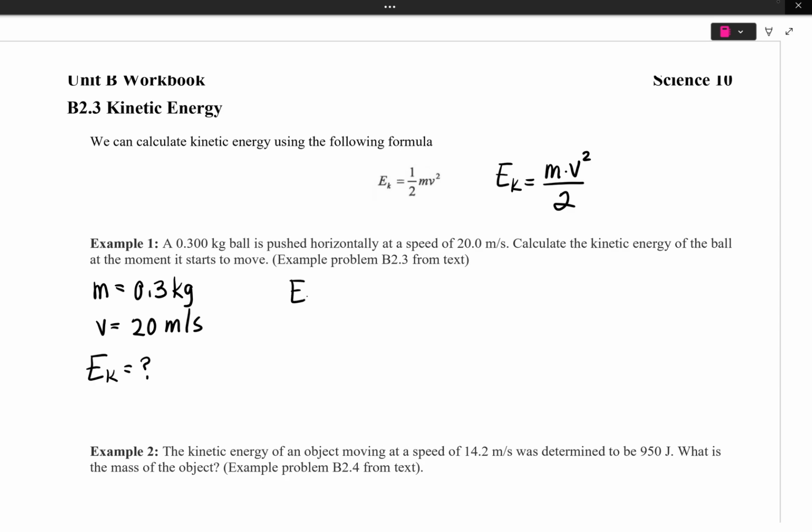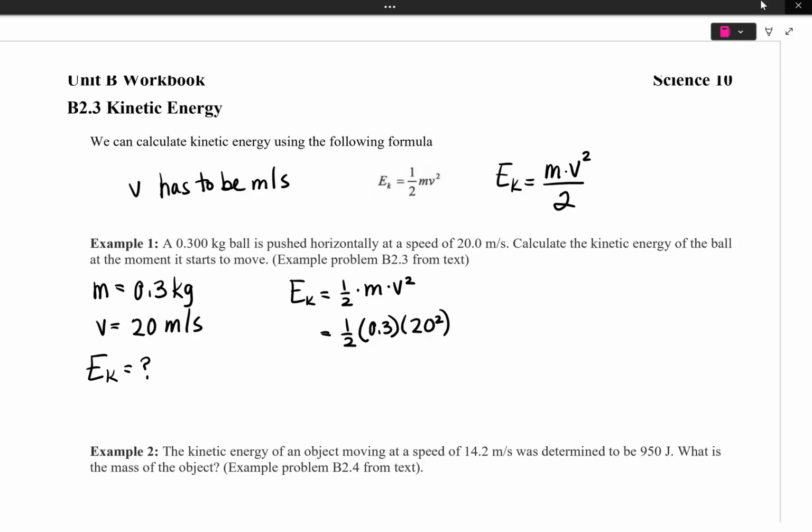The formula for kinetic energy equals 1/2 times the mass times v squared. We're going to just plug in our values, and again, we have to make sure that our units are right. So mass is kilograms, and our speed will always have to be in meters per second. Just remember, v, speed, has to be meters per second. Okay, so 1/2 times 0.3 times 20 squared.